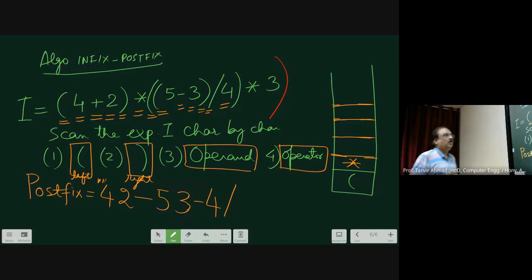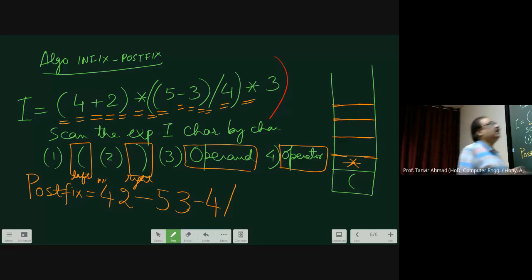Okay. Now once I get this multiplication sign, the question comes: I have to pop the operators which have equal or higher precedence. The top of the stack is itself a multiplication sign, which has equal precedence to the star. Therefore, I will not directly push the star over there. I will have to pop those stars from there and put them into the expression.